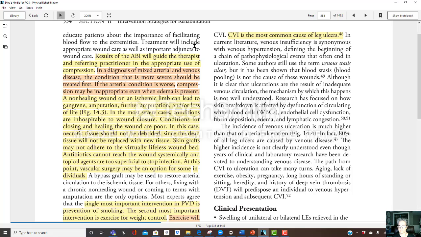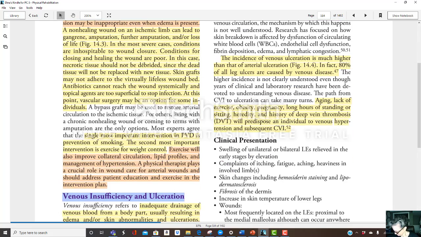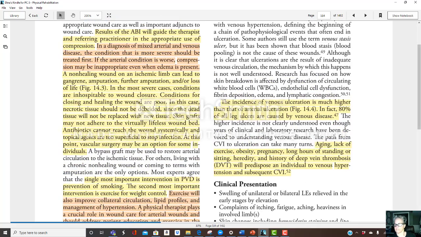The incidence of venous ulceration is much higher than that of arterial ulceration. Figure 14.4. In fact, 80% of all leg ulcers are caused by venous disease. The higher incidence is not clearly understood even though years of clinical and laboratory research have been devoted to understanding venous disease. The path from CVI to ulceration can take many turns: aging, lack of exercise, obesity, pregnancy, long hours of standing or sitting, heredity, and history of deep vein thrombosis. DVT will predispose an individual to venous hypertension and subsequent CVI.